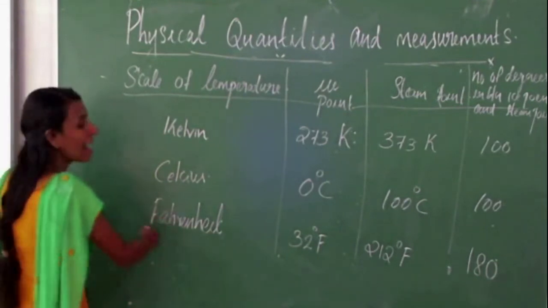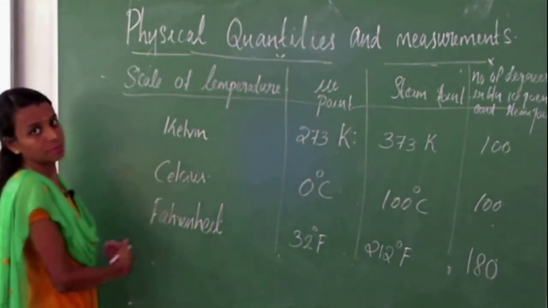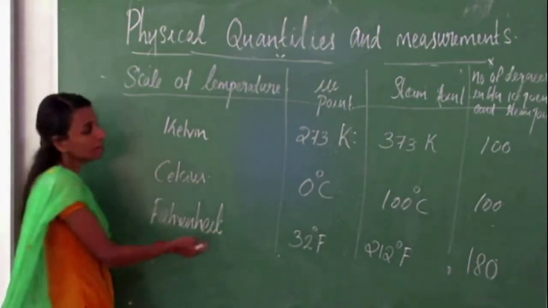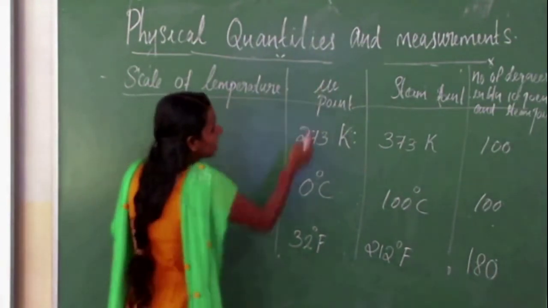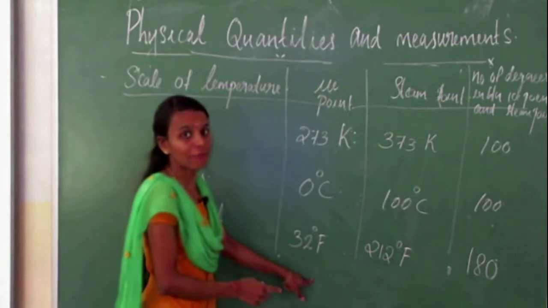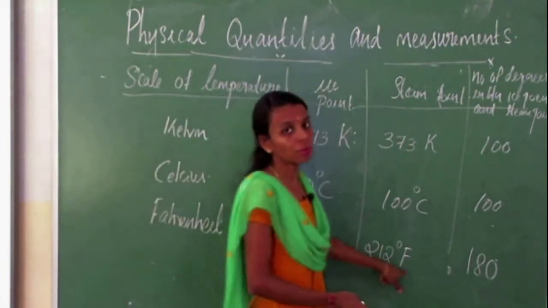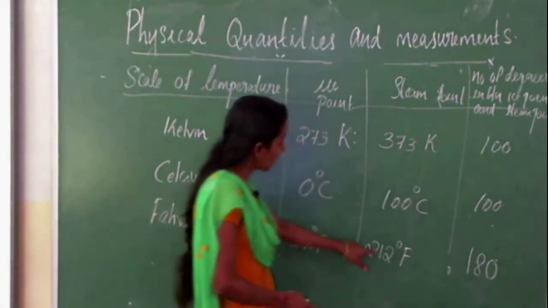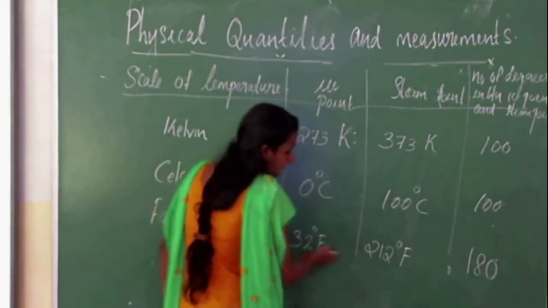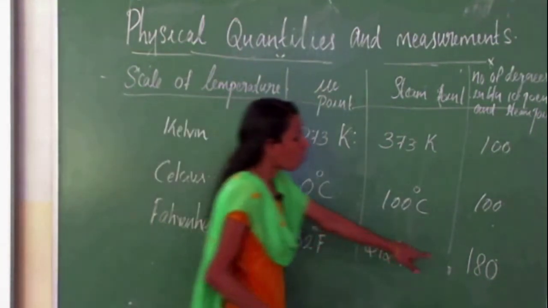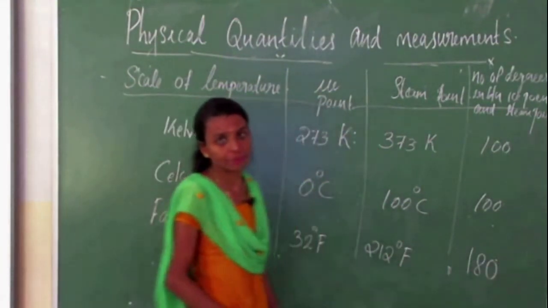Next, we are using the Fahrenheit scale, the third scale of temperature. By using the Fahrenheit scale, it will show the ice point of water is 32 degrees Fahrenheit. The steam point is 212 Fahrenheit. So, in between the ice point and steam point on the Fahrenheit scale, there are 180 divisions.